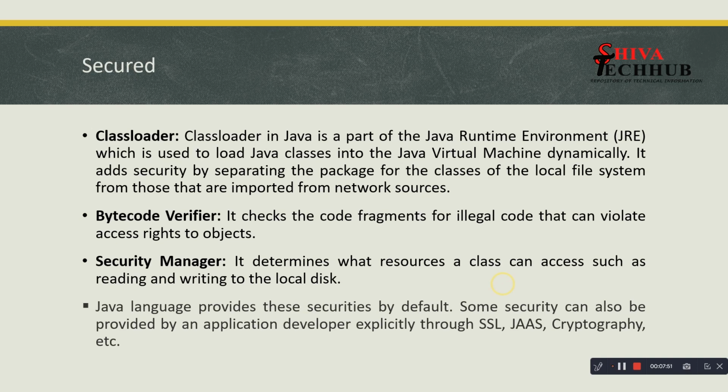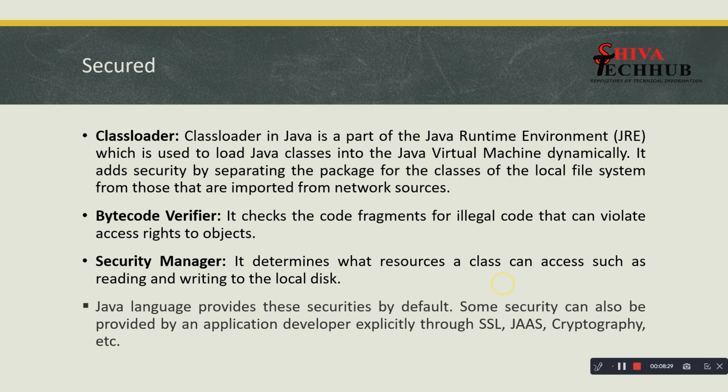Okay. And the second important security feature provided by Java is the bytecode verifier. So what do you mean by bytecode verifier? It checks the bytecode fragments, and whenever there is illegal code, it directly shows you in the console. And also the security manager. What do you mean by security manager? It determines what resources a class can access, such as reading and writing to the local disk. So it is automatically handled internally by the security manager.